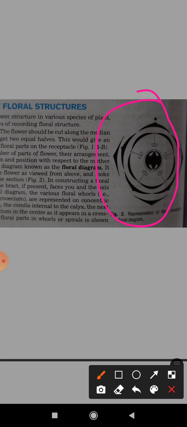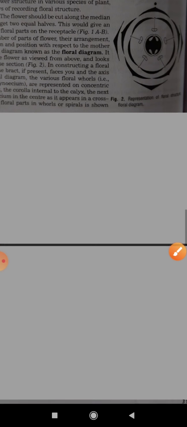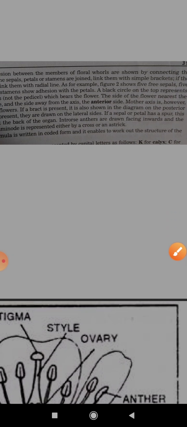We can read about the flower. That means here we can tell how many stamens are present, how many locules are there in the ovary, how many petals and how many sepals there are: 1, 2, 3, 4, 5 sepals, 5 petals. We can also tell how they are arranged, their aestivation, and whether the bracts are present or not. So this is how in the floral diagram we represent the whole flower.